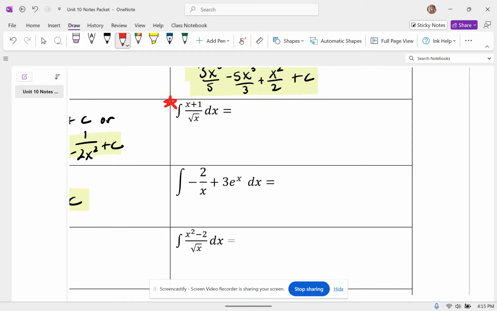All right, here's some further explanation on some of the problems that I thought were tricky. We're going to start at the red star. The reason why I thought that this one might have been a little tricky for you is because we didn't learn how to do anything with division or rational functions or anything like that, right?